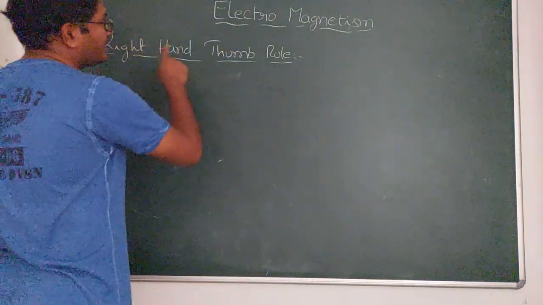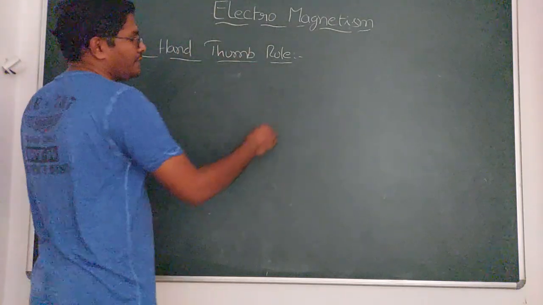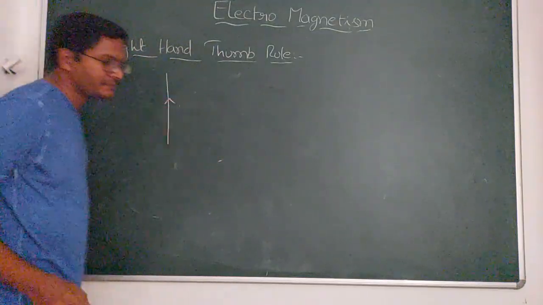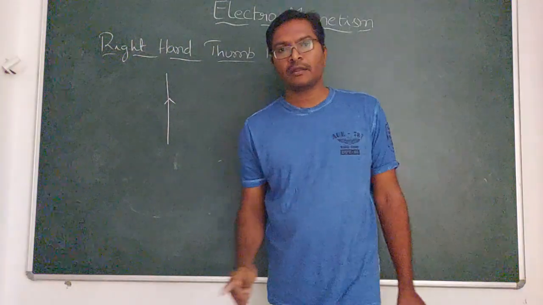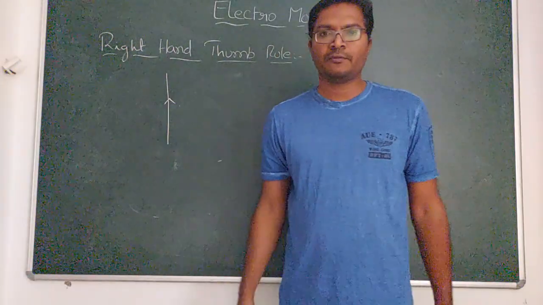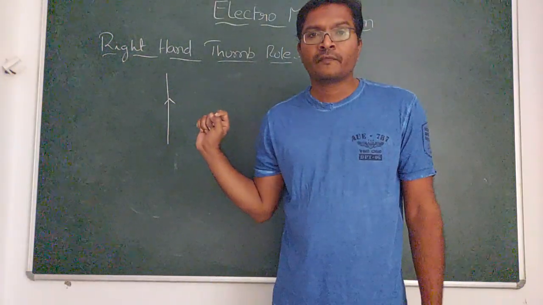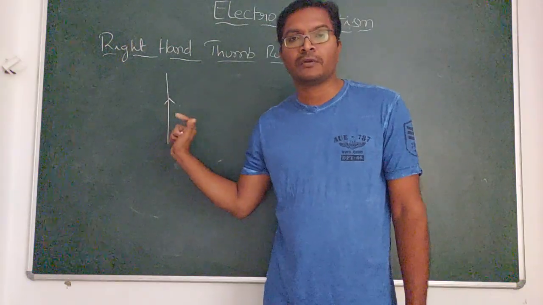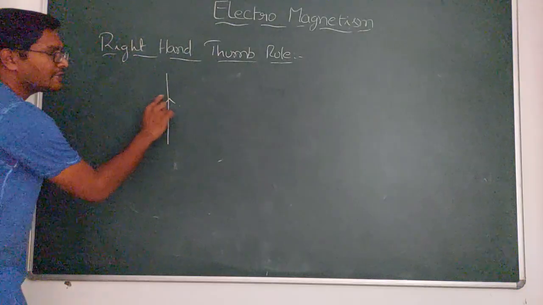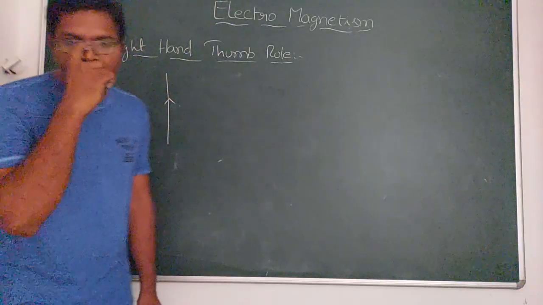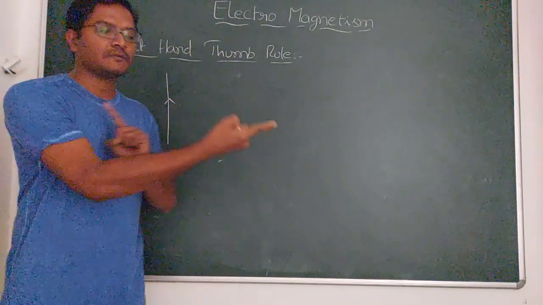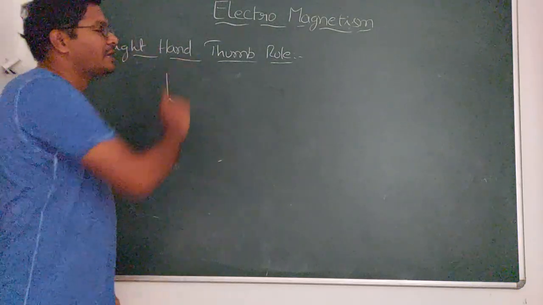For that we will use the right hand thumb rule. Suppose a current is passed in a straight conductor, just a straight wire, in the upward direction. When current passes through a conductor, according to Einstein, it creates a magnetic field around it, which is always perpendicular to the plane of the conductor. In which direction does it go? For that we use the right hand thumb rule.